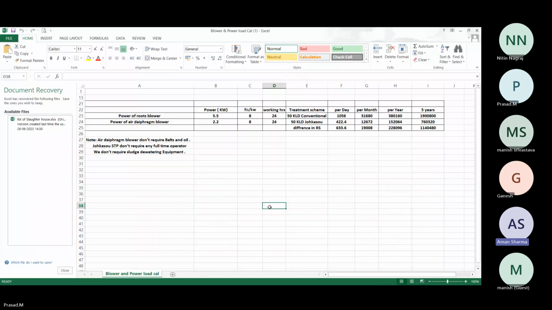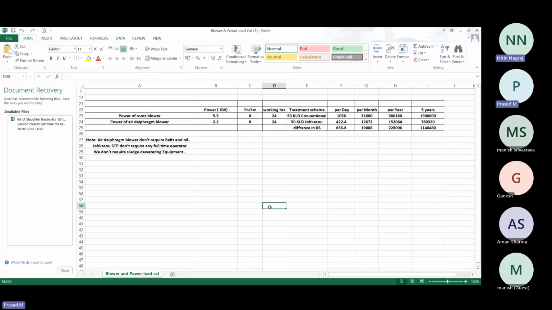Now are you able to see the screen? You are able to see power of root blower, right? So this is the comparison I would like to show to you. This is the power of root blower for 50 KLD in any conventional STP, and the power of air diaphragm blower. In a conventional STP, we require 5.5 kilowatt, and our air diaphragm blower is 2.2.